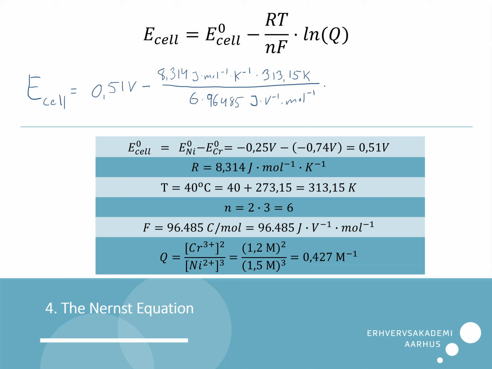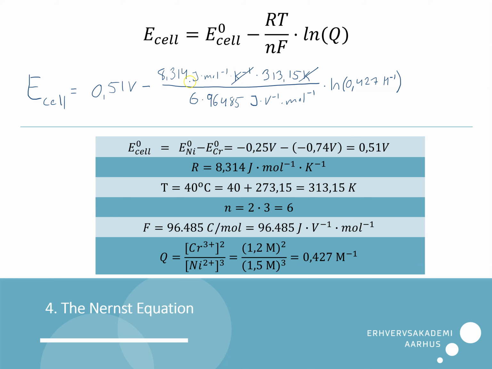Now we just need to multiply by ln of Q, which was the reaction quotient, and we calculated that to be 0.427 per molar. Now let's check to see if our units match up. So when we take ln of a number, its unit disappears, so we can ignore the unit from this bit. And then over here we have per Kelvin and Kelvin, they cancel each other out.